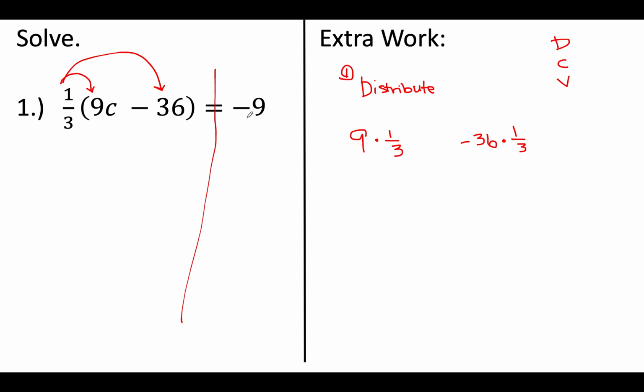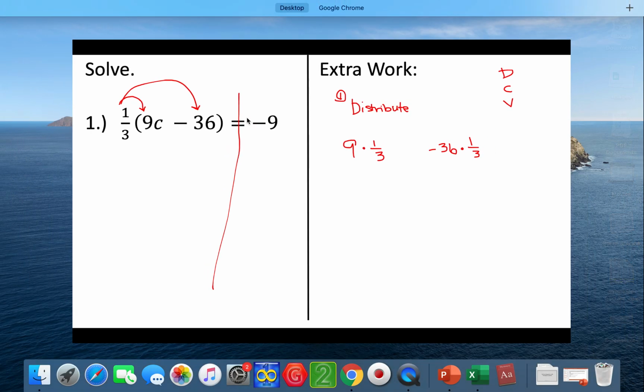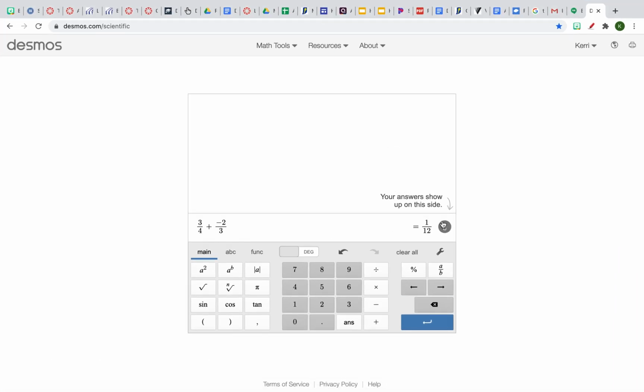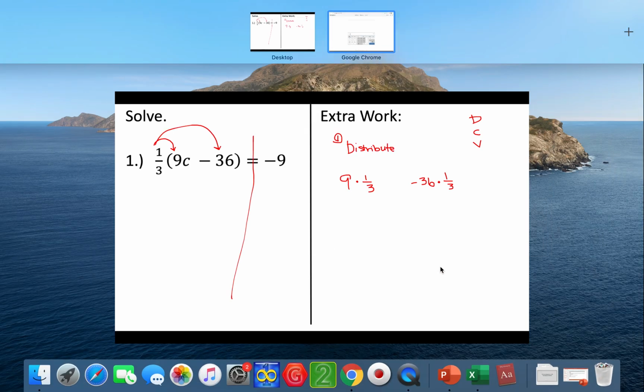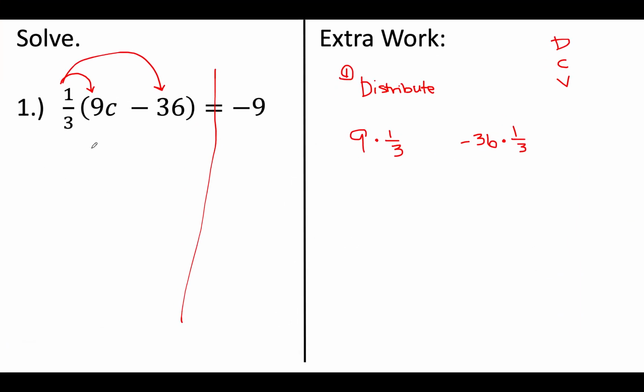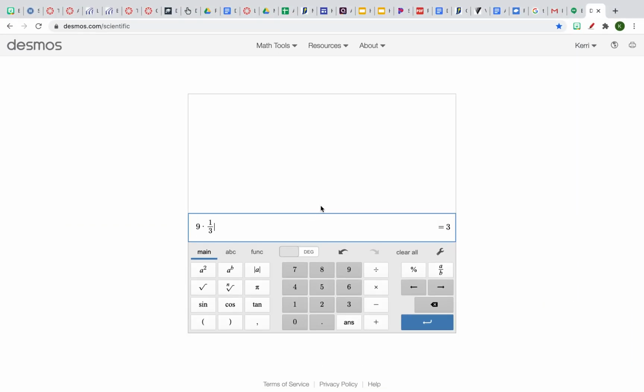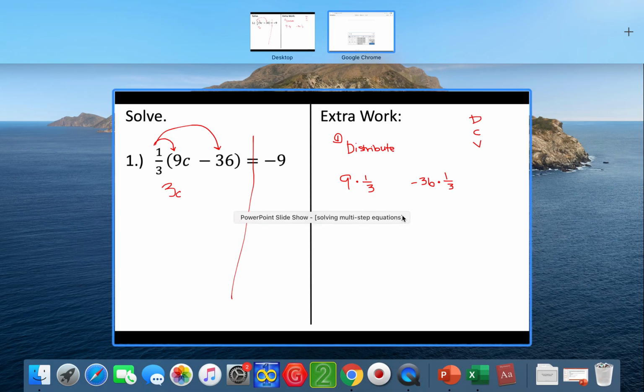So you could use a calculator for 9 times 1/3. So we clear all. 9 times, our cursor's in the right spot, AB, 1/3. And we would see that that is a 3. So this 1/3 times 9c is going to be 3c. Then we could just change this 9 to a -36, and that's a -12.